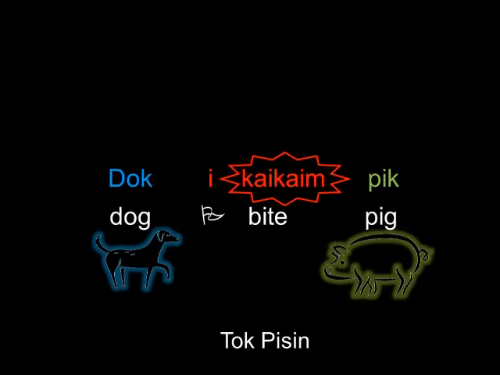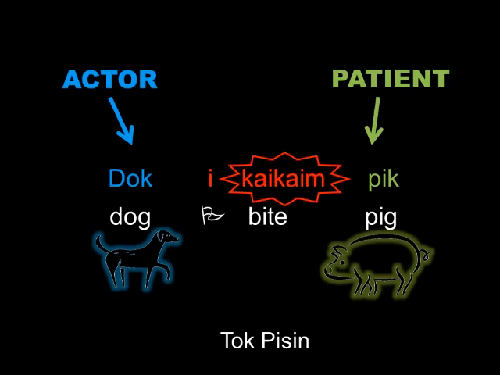In Tok Pisin, one of the official languages of Papua New Guinea, the sentence sounds fairly similar. We say, "Doki kaikaim pig." Again, dok is the actor, pig is the patient, and kaikaim is the verb. The order of the different parts is once again actor, verb, patient.